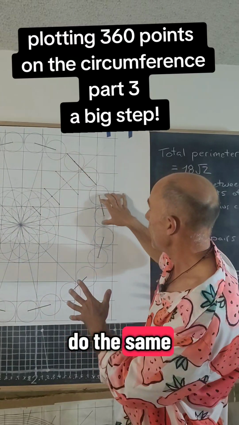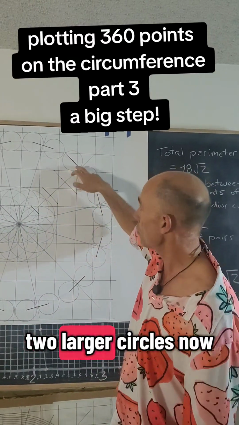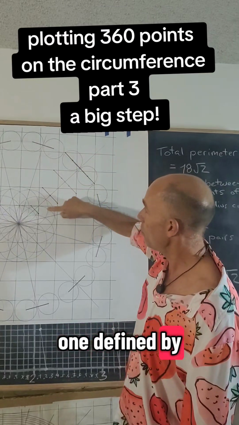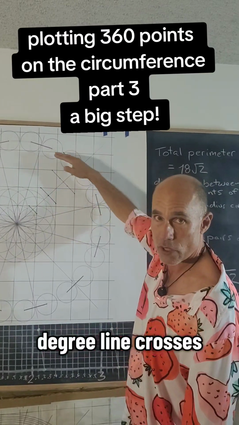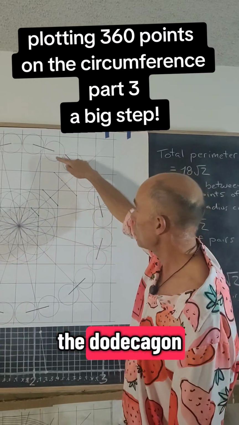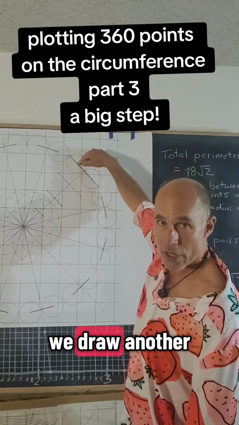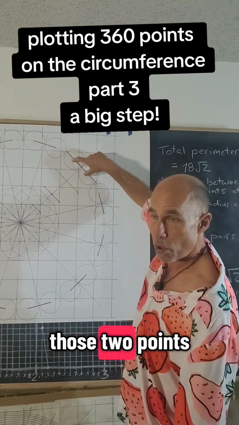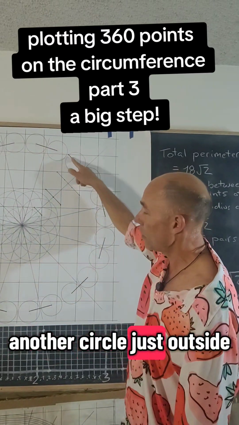How do we do the same thing down here? Well, we draw 2 larger circles now. One defined by the point created by where the 45-degree line crosses the dodecagon. So we draw that circle. And then we draw another one defined by those 2 points. So we have another circle just outside.